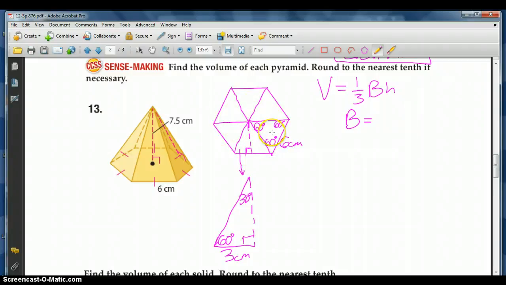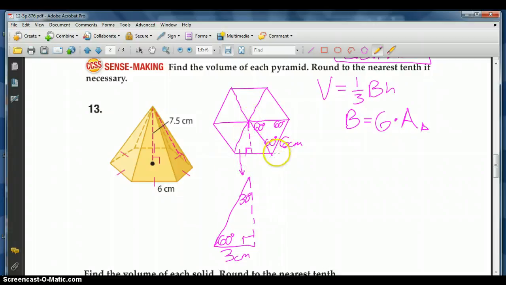So, to find the area of the base, we want to take 6 times the area of one of our equilateral triangles. So we have to find the area of this equilateral triangle here. We know that it has a side length of 6, so that could be our base, but we have to figure out what our height is.